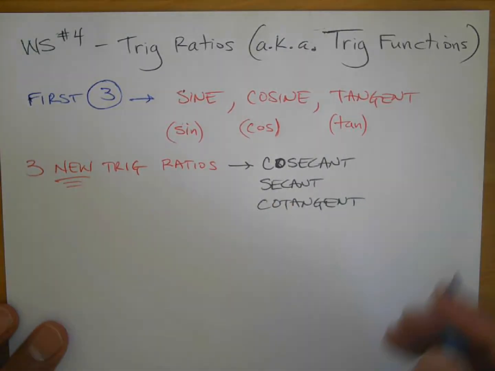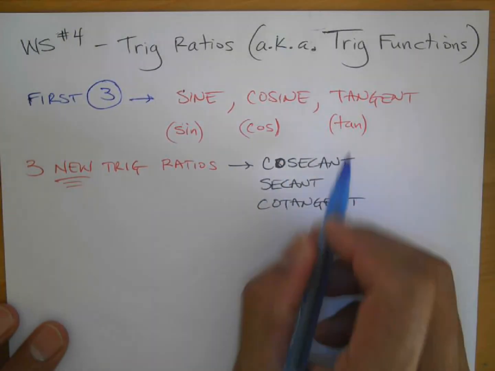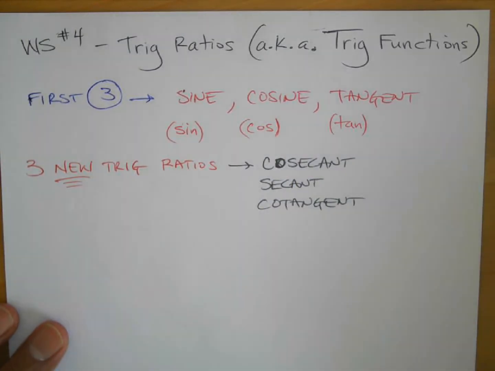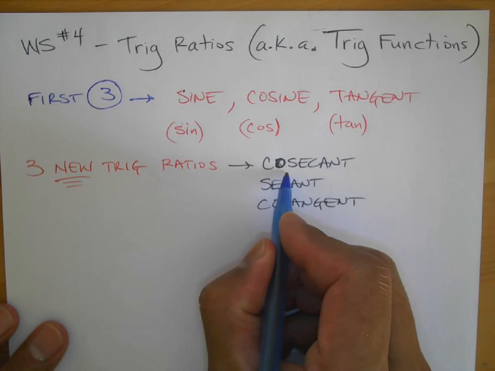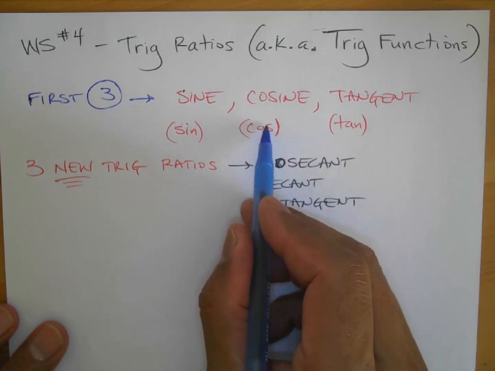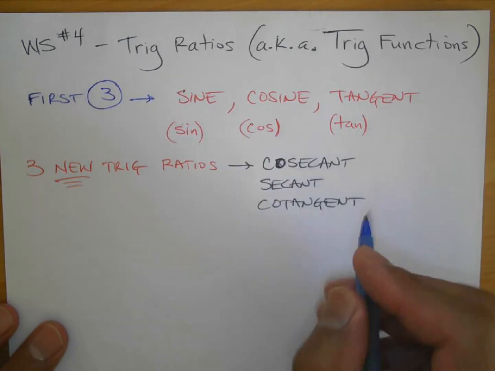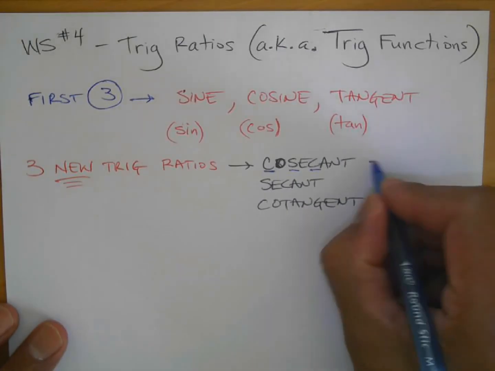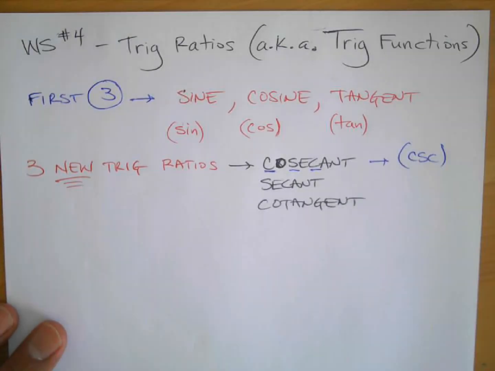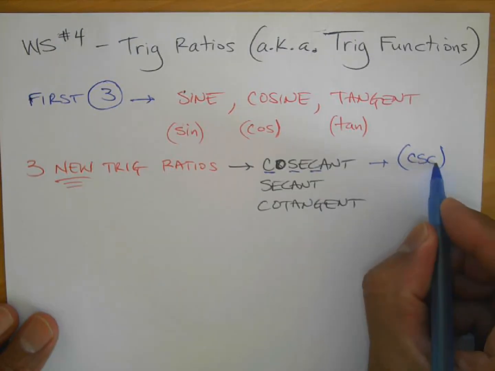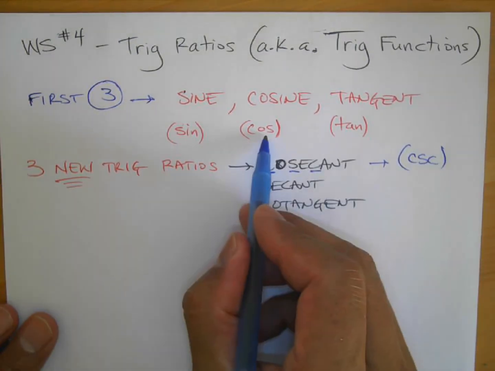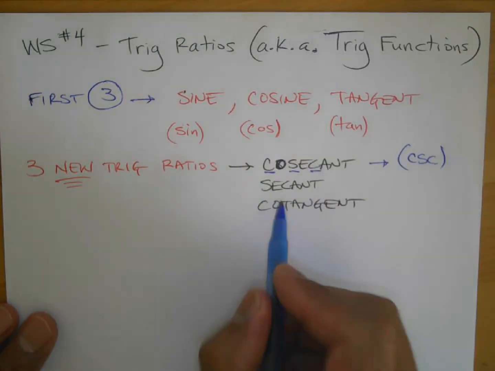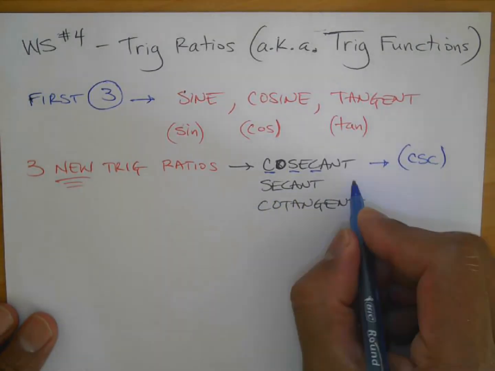Now, what are the abbreviations? These are the abbreviations for sine, cosine, tangent. We're also going to use 3 letters for cosecant, secant, and cotangent. We cannot use COS for cosecant, because we're already using COS for cosine. So since we can't use COS, they use CSC. That's the abbreviation for cosecant. CSC is cosecant. COS is cosine. Don't mix these up. The other ones you won't mix up because the first 3 letters don't match.